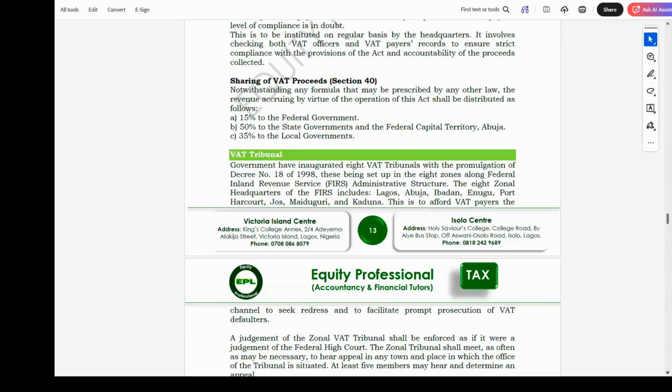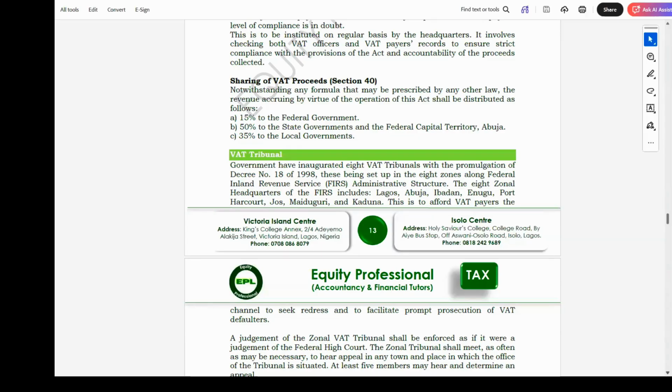So the process of appealing on VAT is that you appeal to what is called the VAT Appeal Tribunal. There is a tribunal established by the VAT Act, which is usually at various zones. Presently, we have 8 zonal tribunals established by the FIRS Establishment Act at different locations. This is for disputes on VAT between the taxpayer and the tax authority.